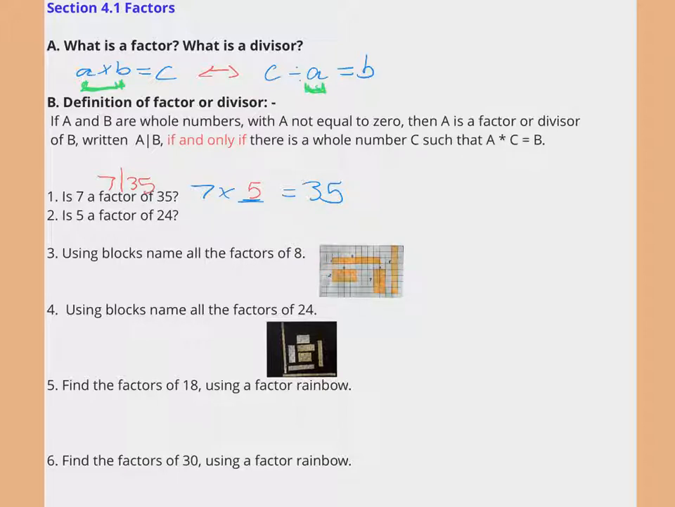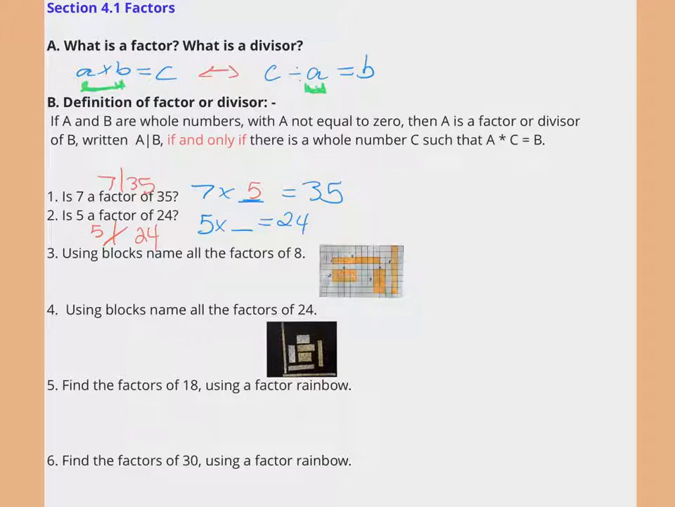If we look at the next problem, 5 is a factor of 24. Can we rewrite it so that we can say 5 times some number gives us 24? In this particular case, we'd see that there's no whole number that we can multiply 5 by to give us 24. So we would write out that 5 is not a factor of 24. So it's that horizontal line with a line through it.